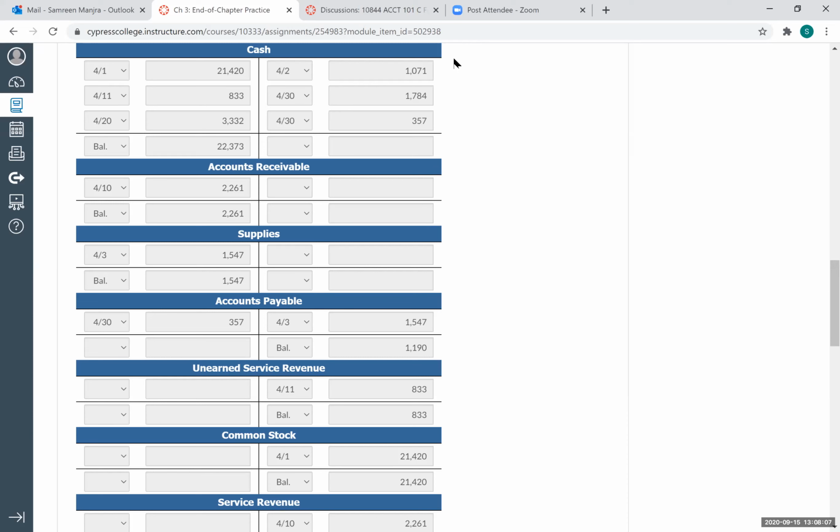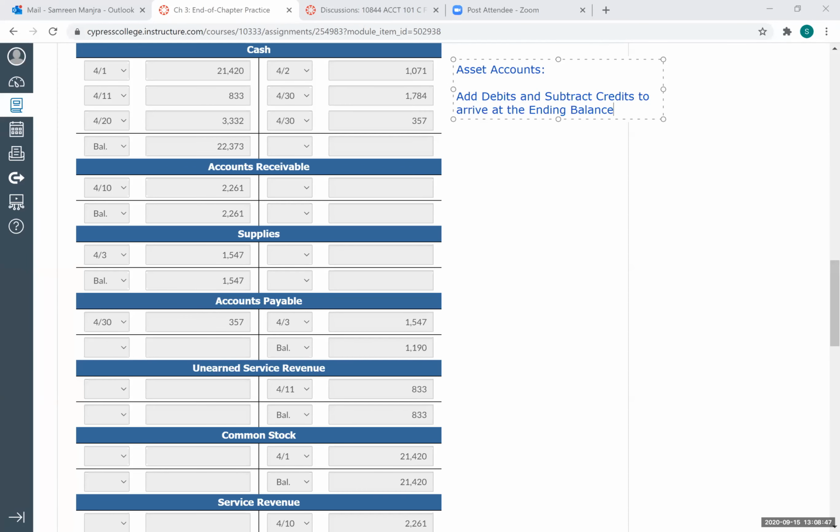So the way you would come up with the ending balance depends on the classification. For asset accounts, your ending balance will be determined by adding all of your debits, and you're going to subtract your credits to arrive at the ending balance.